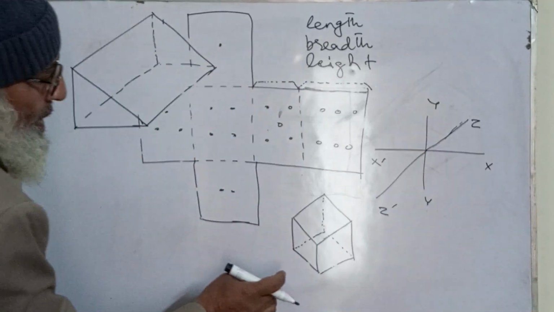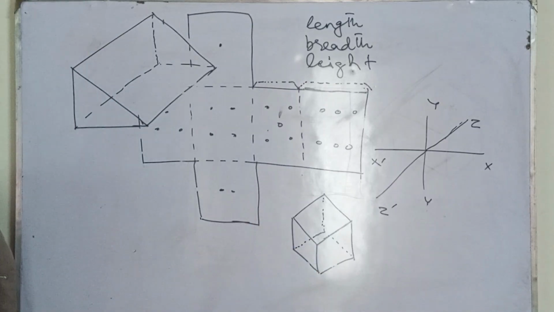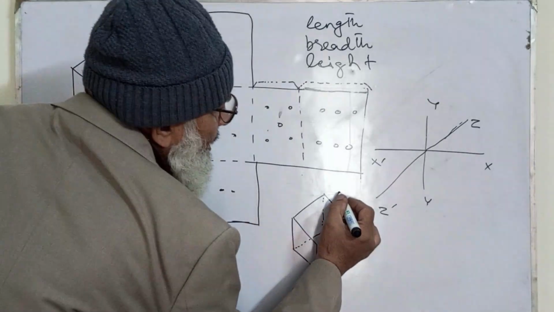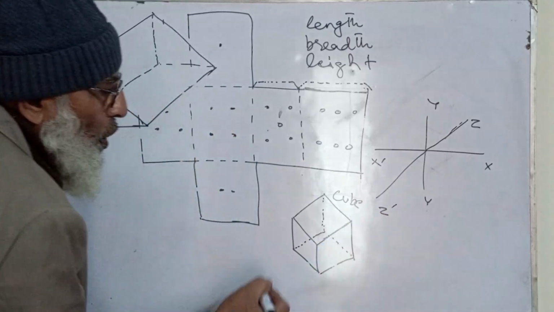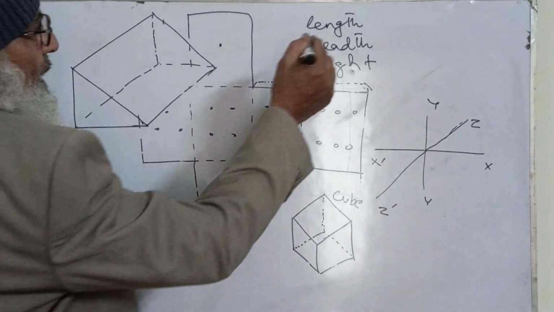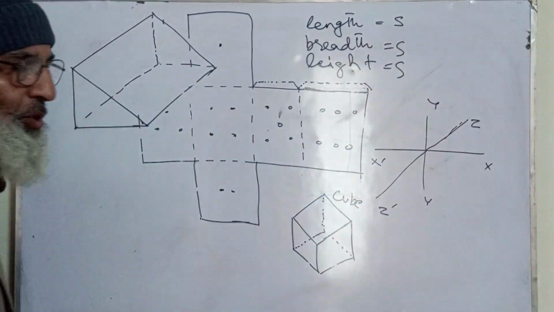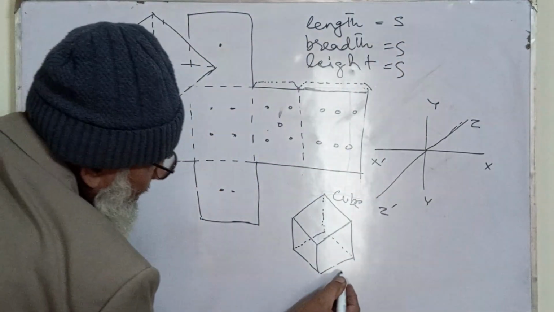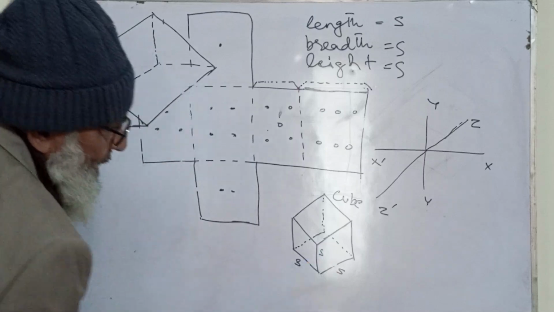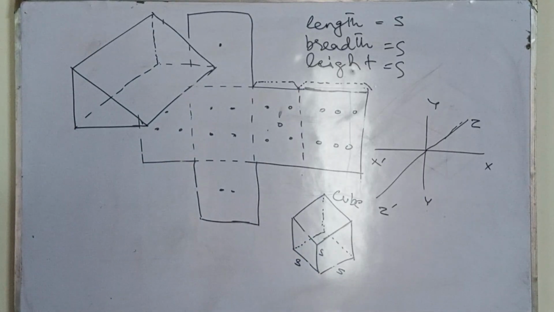Now you see, this is a cube. Sorry, this is a cube. In a cube, all the three dimensions are equal. We can say it as S, because these are equal. This is S, this is S, and this is S. You see, this is height, this is breadth, and this is length.